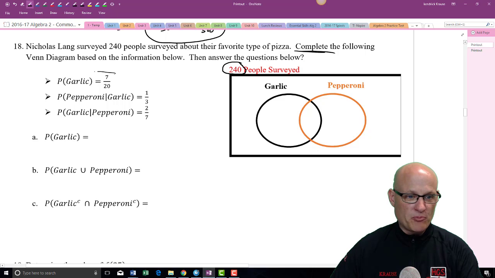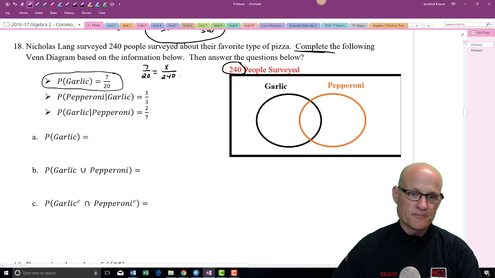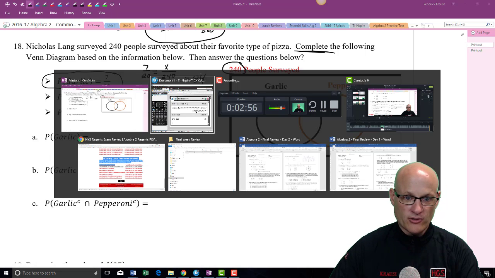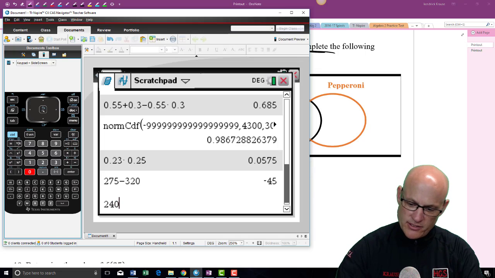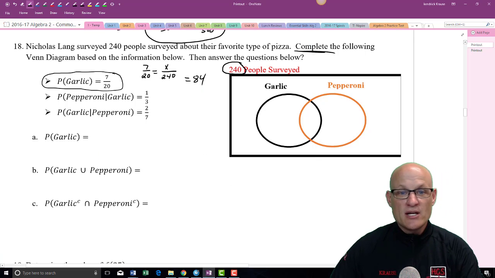Now this is the most specific. 7/20 of them liked garlic. So I could say, oh, okay, 7/20. How many is that out of 240? So I just cross multiply. What's that, times, man, my brain is not working. 12? Was this 84? I believe it's 84. I better check. Brain's not functioning right. 240 times 7, enter, divided by 20. 84, good.